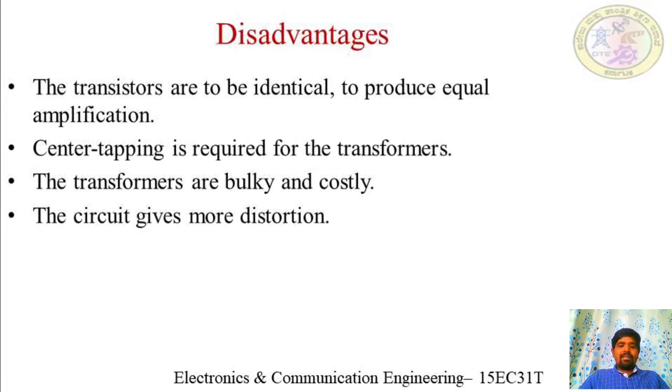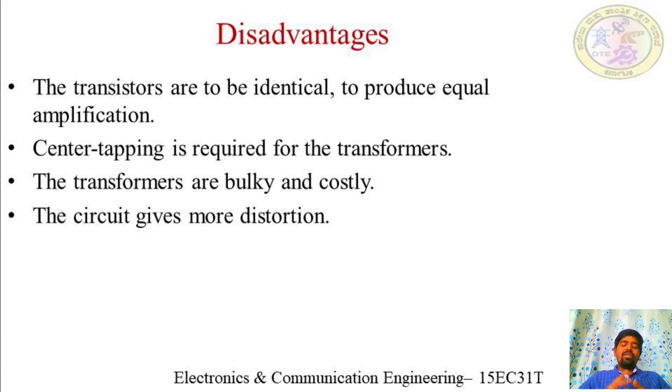And what are the drawbacks? Obviously, one of the major drawbacks is the two transistors. In the beginning, in the construction part, I explained that the two transistors should be of identical type to produce equal amplification, because in a sinusoidal cycle, one half of the output cycle is because of the amplification factor of one transistor, and the other half of the cycle is the contribution from the other transistor. When we are not using similar transistors, obviously there will be a mismatch in the amplification factors of the output.